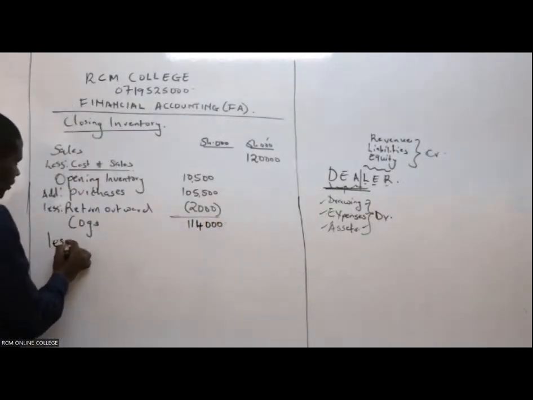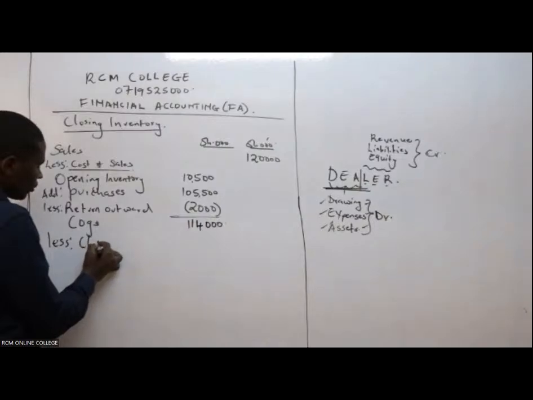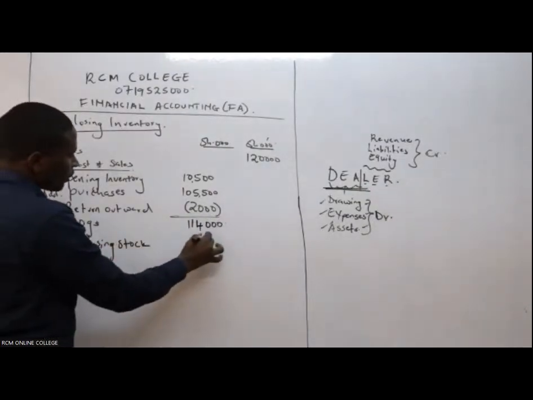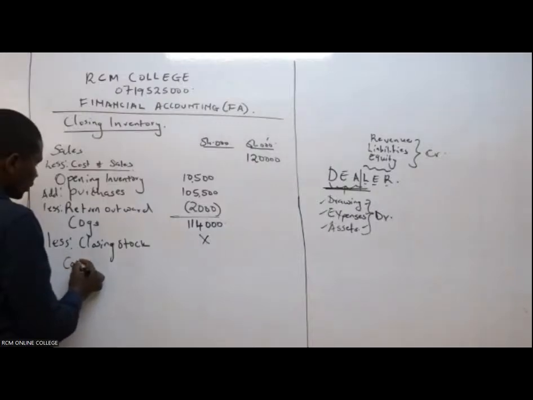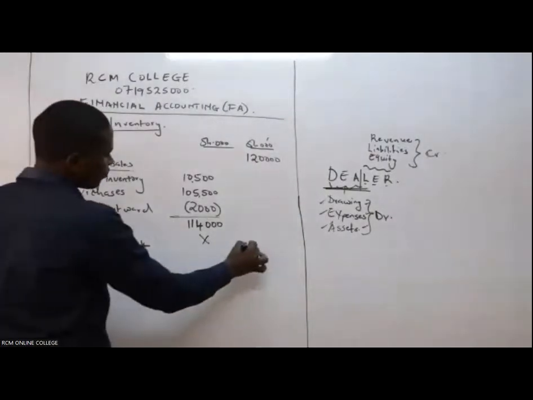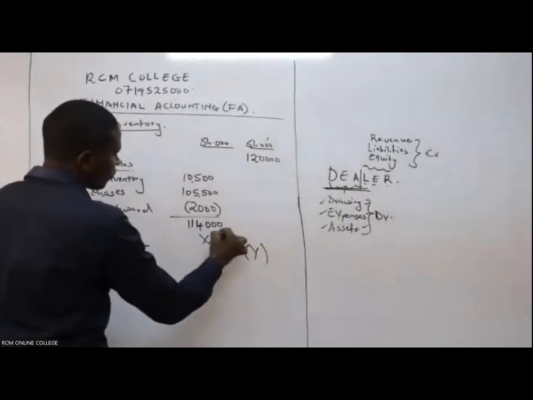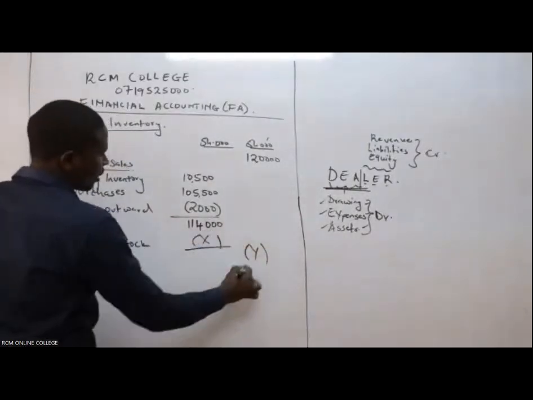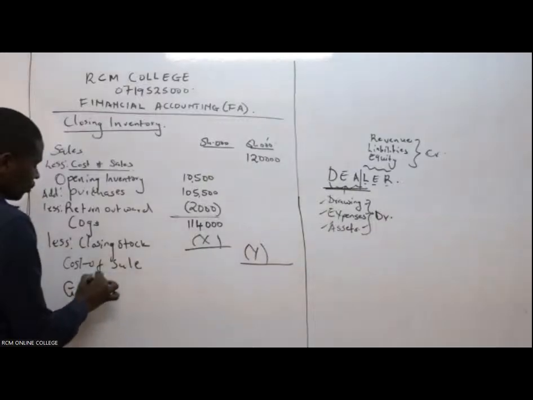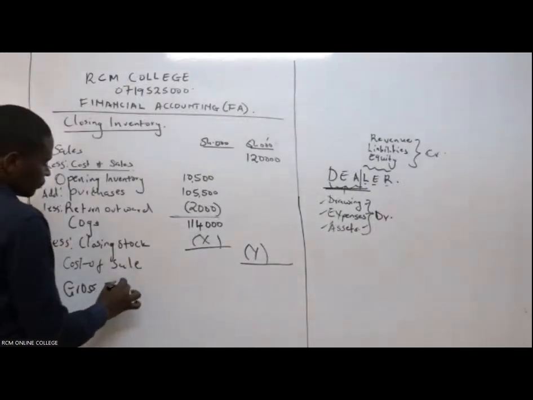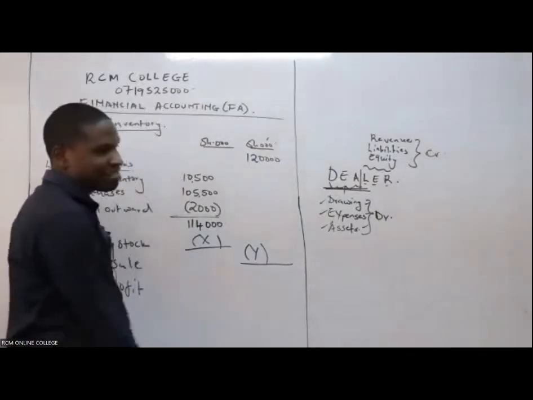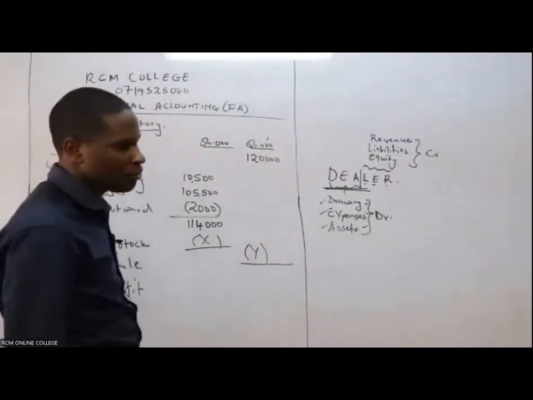Then from that, we usually raise the closing stock so that we're able to get what? We are able to get our cost of sale. We get our closing stock so that we're able to get our cost of sale, and then we raise our cost of sale there. We get our gross profit. I want you to have this. So we shall get our gross profit here, and it will be very nice for us.